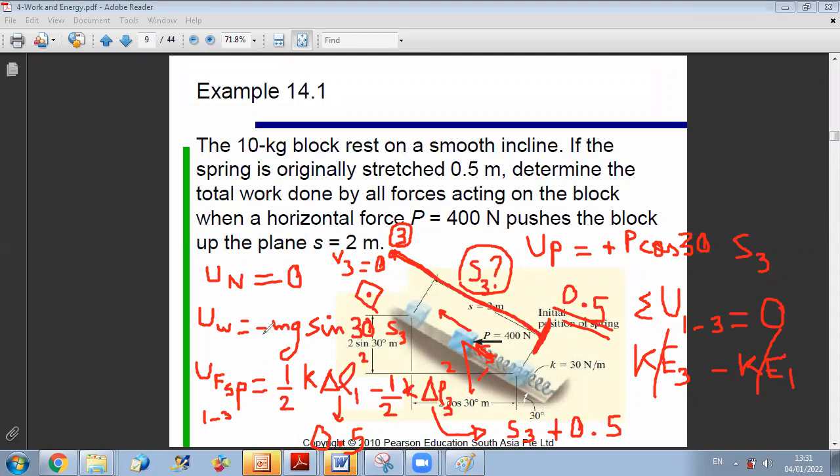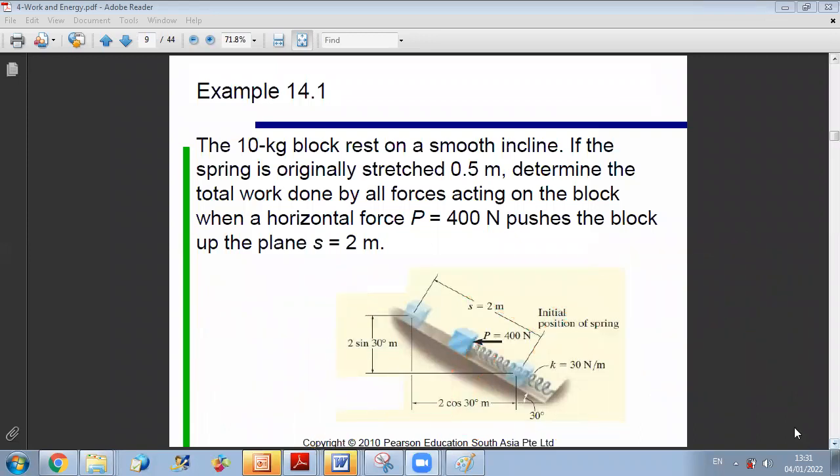And if you look at your expressions of work, you will obtain a second degree equation with respect to S3. Why is it a second degree equation? Because in the work of the spring, you have delta L3 square, so it's S3 plus 0.5 square. So when you replace, you will end up with a second degree equation as a function of S3. You can solve with your calculator and determine the location at which your block will stop. Any question on this? No. Okay. Let us do another problem.